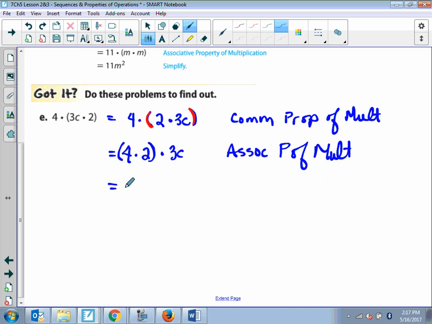So now we have 8 times 3 times c. So here I just simplified, right? And now when I simplify, I can put my 8 and my 3 together, simplifying more. That's going to give me 24c. Is everybody clear? All right. So you did the work, and then this is how you justify each of the steps.